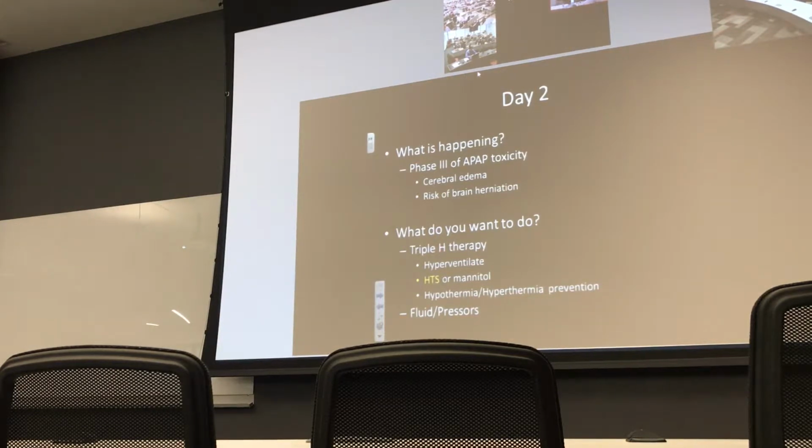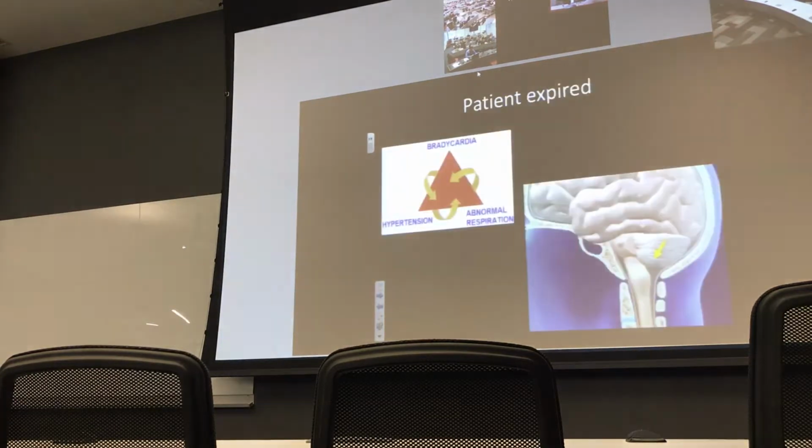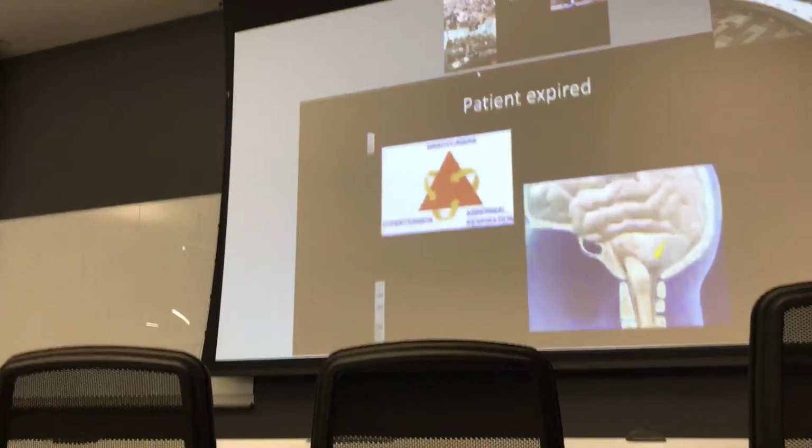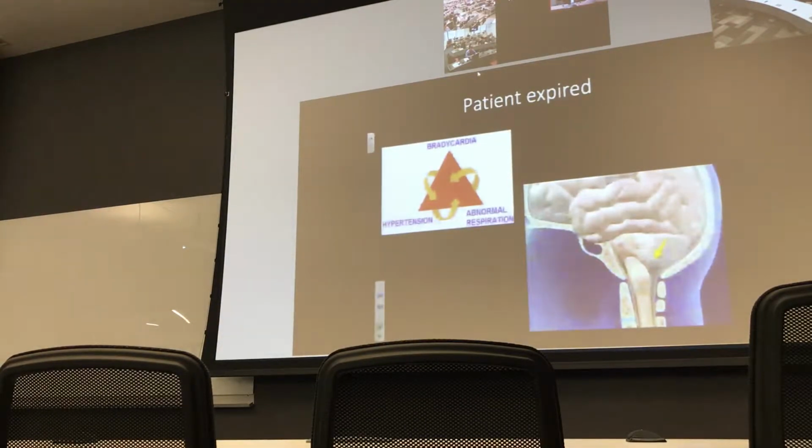So I said fluids or pressors. I preached the other week about making sure they're in terms of fluid responsiveness or pressors. So what ends up happening is, this patient died, right? And they ended up herniating.